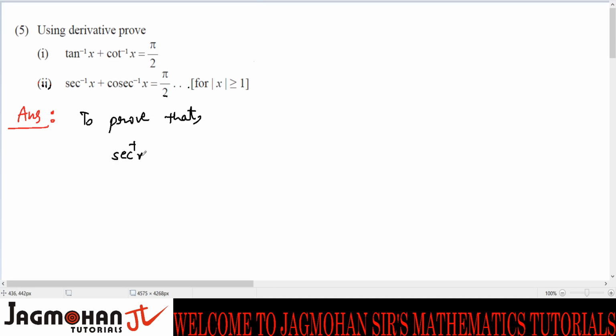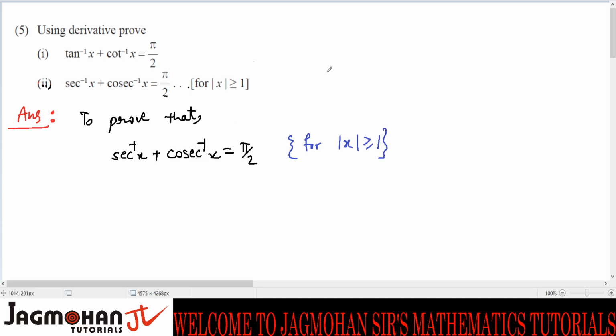sec inverse x plus cosec inverse x equals pi by 2, and then they have given us a condition here: mod of x greater than or equal to 1. Now remember, students, this condition mod of x is greater than or equal to 1 is a necessary condition whenever sec inverse x and cosec inverse x is defined.